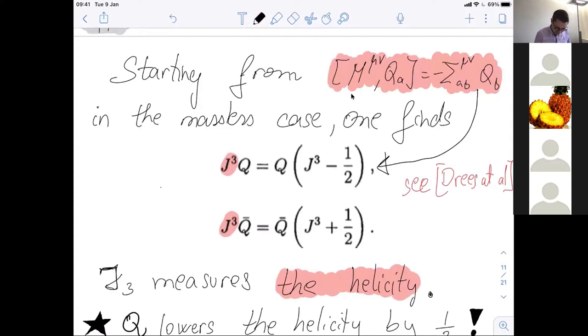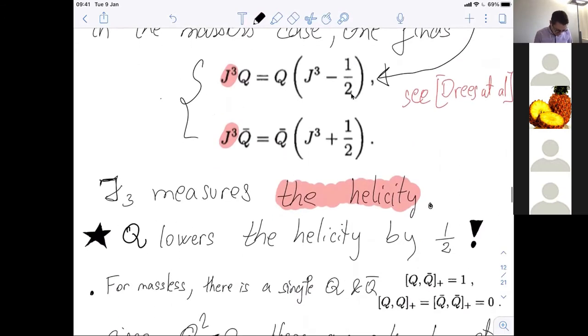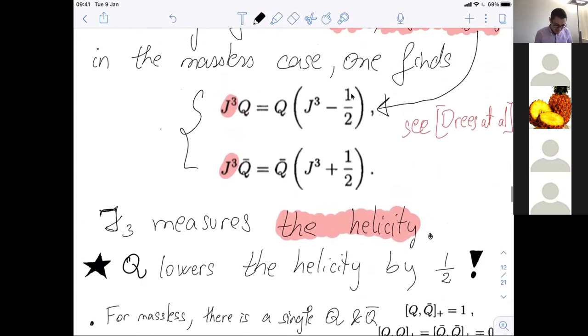Now, when you start from this relation here, you can arrive at this relation here. The two relations just follow from the defining algebra. Please have a look carefully at these two relations. What they tell you is that when Q, the supercharge, acts on a state in a supermultiplet, it lowers the helicity by 1/2.